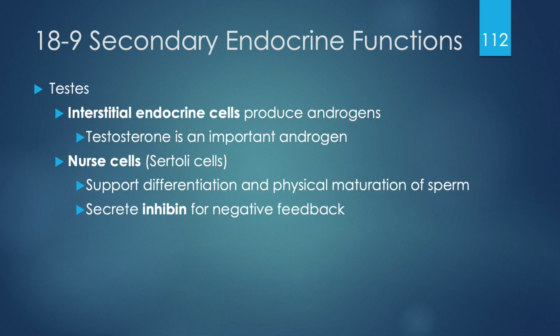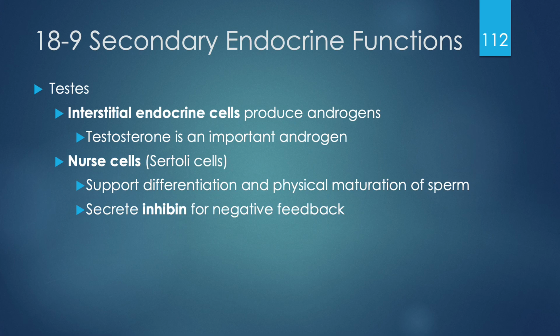In addition to producing sex cells or sperm cells, testes have a secondary endocrine function as well. So these gonads will have interstitial endocrine cells that produce androgens, and androgens are important in both female and male bodies, but particularly in male bodies, because testosterone is an important element of this. There are nurse cells, which are supportive cells to the main cells of the testes, and these nurse cells are also known as Sertoli cells. So the nurse cells will help to basically nurse and support the other maturing cells so that they can mature properly and differentiate into mature, proper sperm cells.